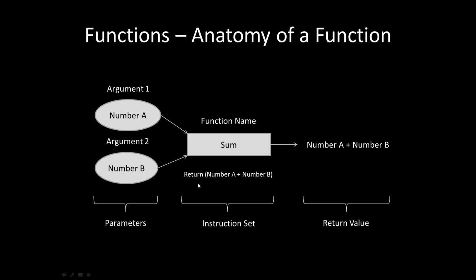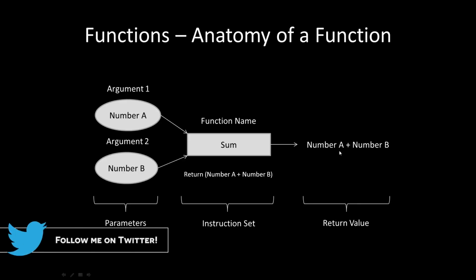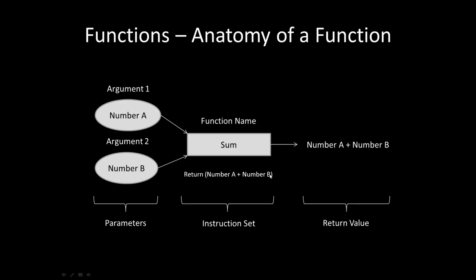It simply states return the sum of number A and number B. The return value is the sum of number A and number B. So again, return value. The instruction: return the sum of those two numbers. Obviously here, we didn't feed it actual numbers, so we're just using this arbitrary placeholder.